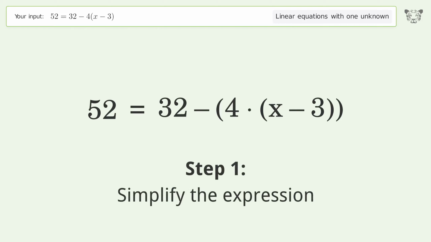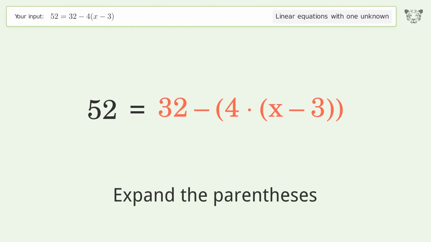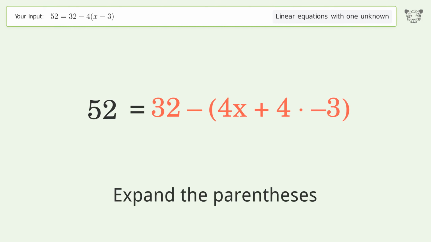Simplify the expression. Expand the parentheses. Simplify the arithmetic. Expand the parentheses. Group like terms. Simplify the arithmetic. Swap sides.